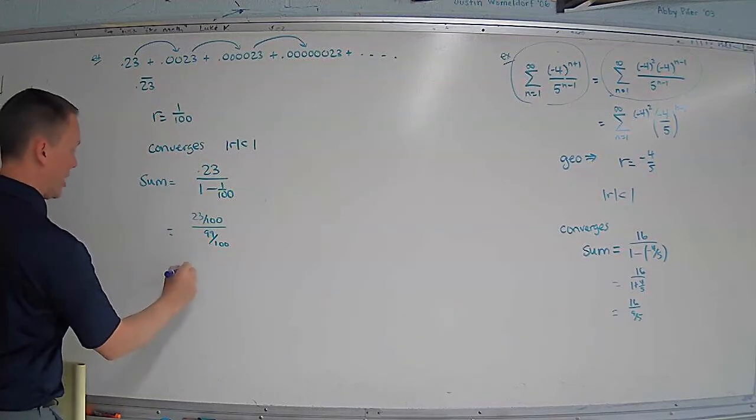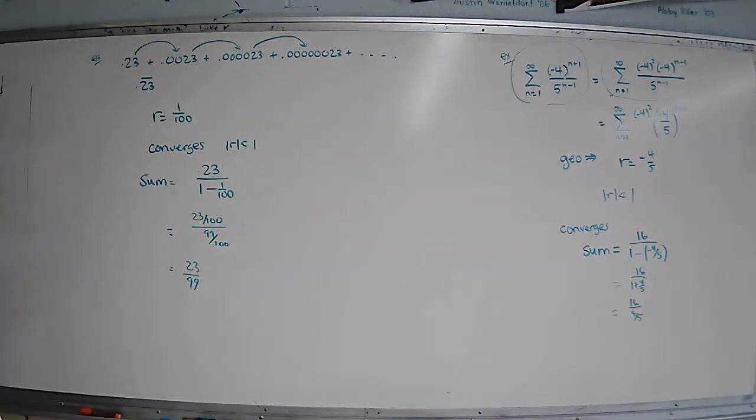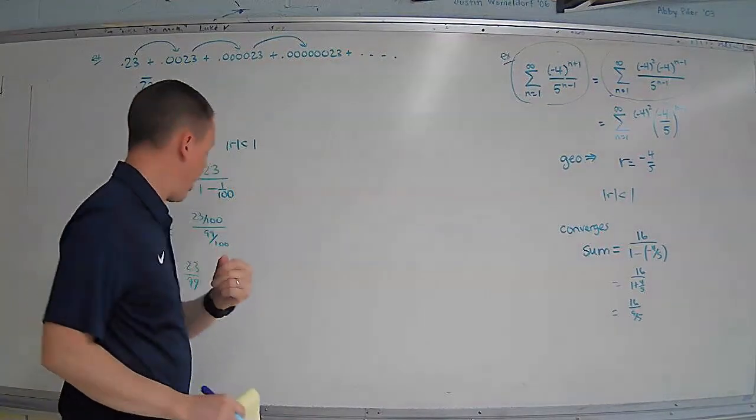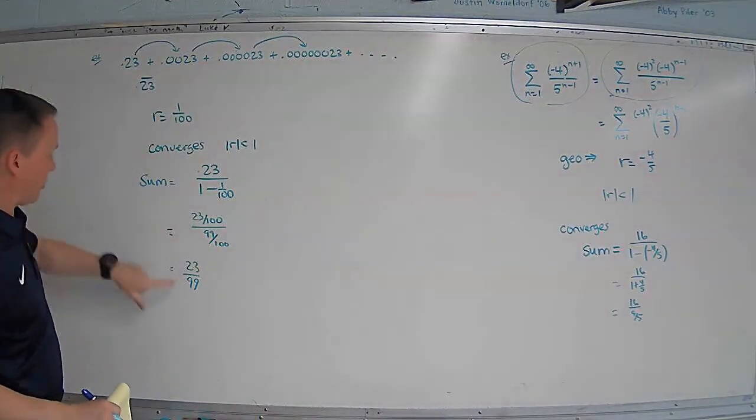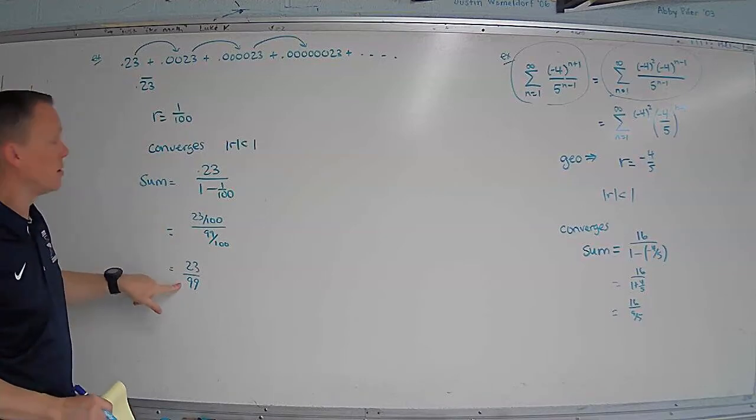And this simplifies, friends, to 23 over 99. Now, what did we just figure out? That's how we write this repeating decimal as a fraction.